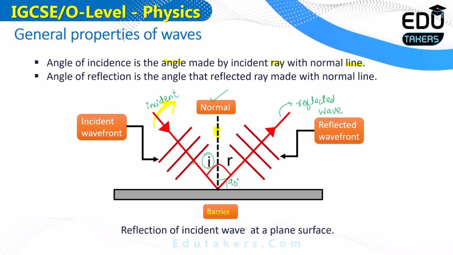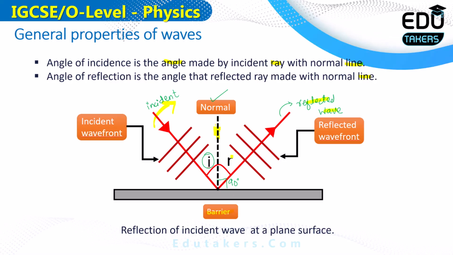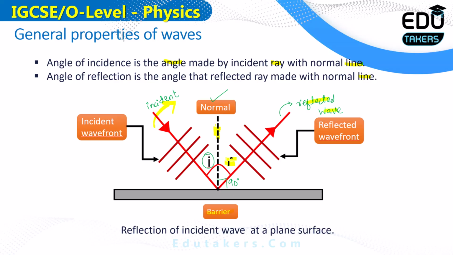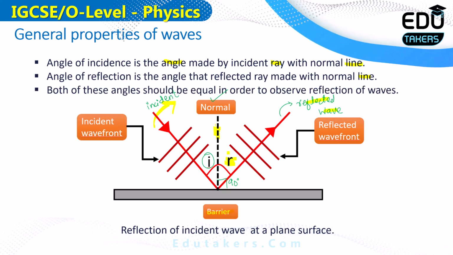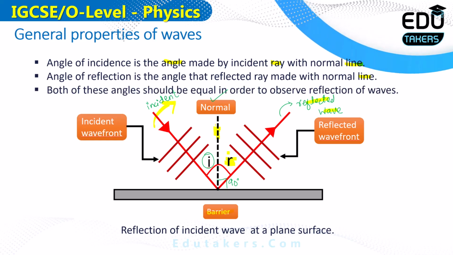This angle is basically called the angle of incidence, because the angle of incidence is the angle that is always made between the incident ray and the normal line. After that, here is the angle of reflection. It is the angle that the reflected ray makes with the normal line. You can see here the reflected ray, and it makes an angle R with the normal. Then angle R is basically the angle of reflection, because the angle of reflection is the angle between the reflected ray and the normal line.